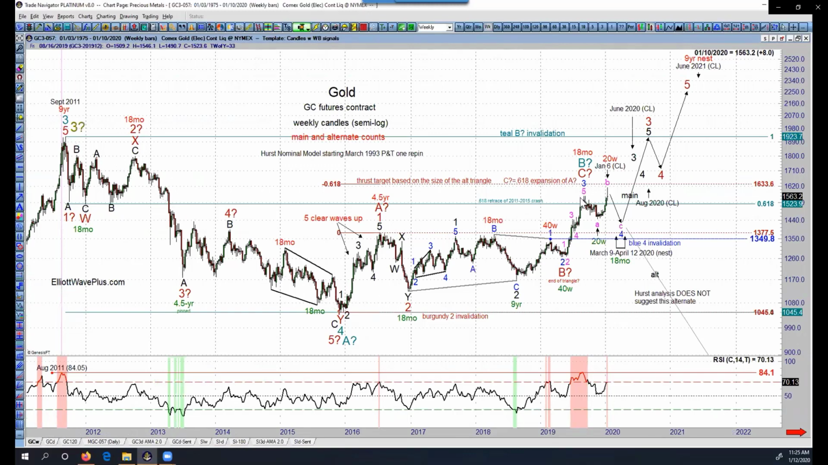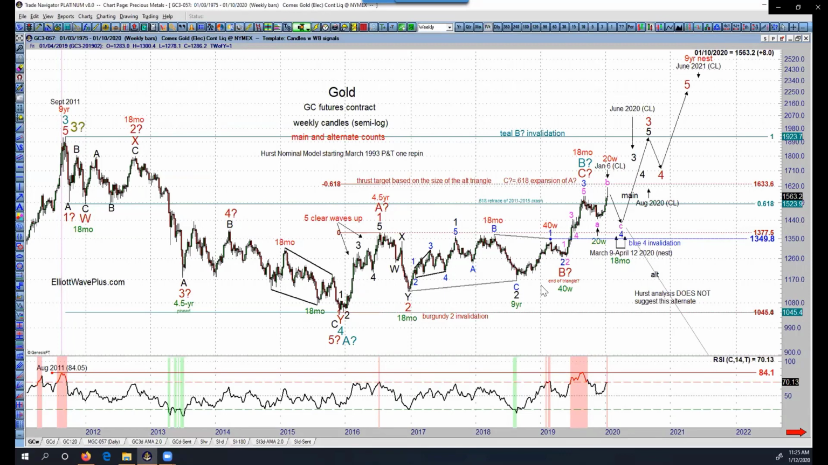So my main idea on gold for some number of weeks is that it was going to move up into mid-January and then dip down into mid-March. Well, it did shoot way up and made a slight new high above the early September high, gold did.